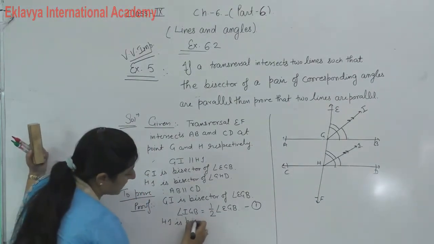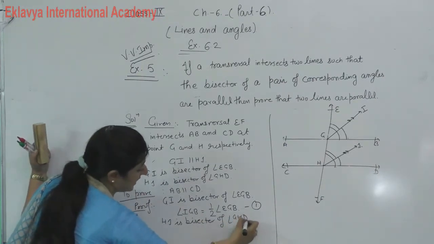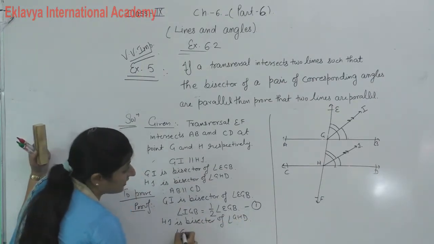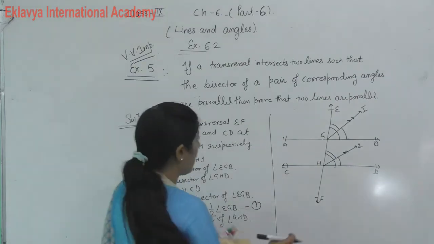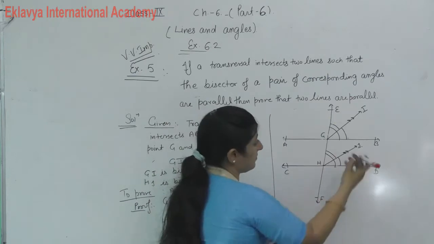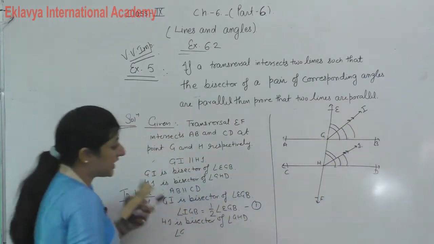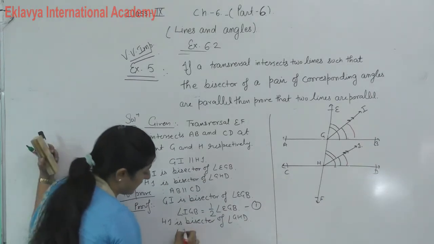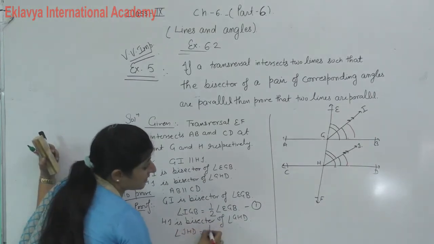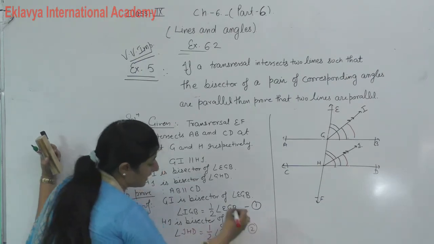HJ is bisector of GHD. Then I take this one angle, and here also I take this one angle JHD. JHD is equal to half of GHD.